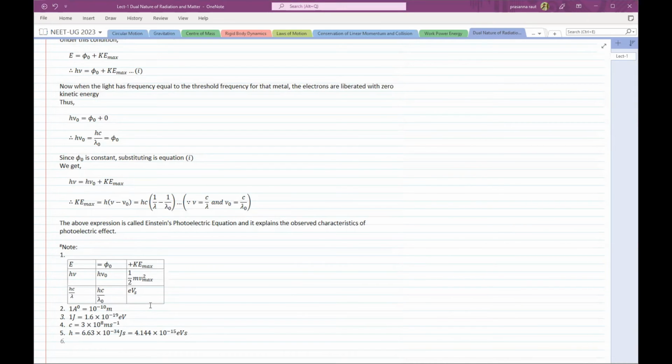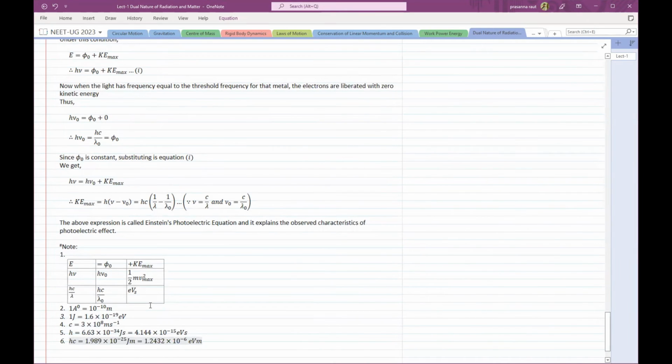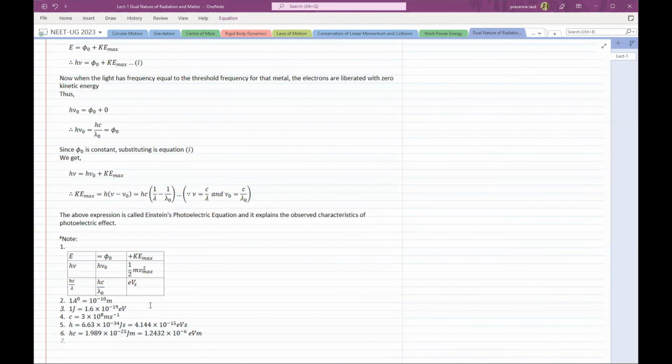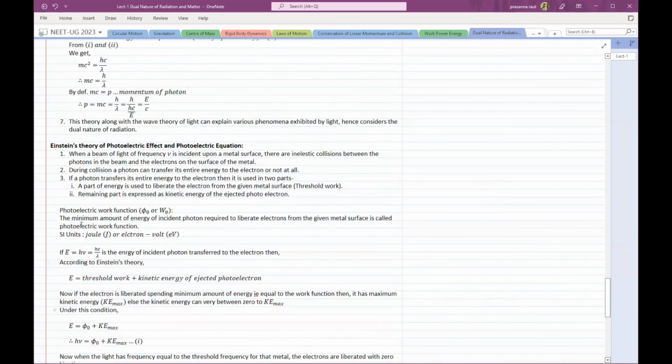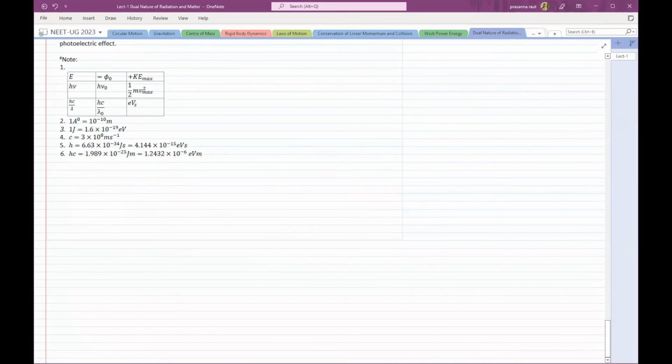और Hc का वैल्यू भी आप चाहे तो याद रखो. Hc का वैल्यू डायरेक्टली होता है H इंटू सी का 1.989 इंटू 10⁻²⁵ जूल मीटर, या वो होता है 1.2432 इंटू 10⁻⁶ इलेक्ट्रॉन वोल्ट मीटर, ठीक है. Now based on this there are various problems. ये इतना ही एक्चुअल कंटेंट तो इतना ही है, बट बेस्ड ऑन दिस देयर आर वेरियस प्रॉब्लम्स. तो लेट्स टेक, जरा बुकलेट ले लो, बुकलेट 9 है इसका.